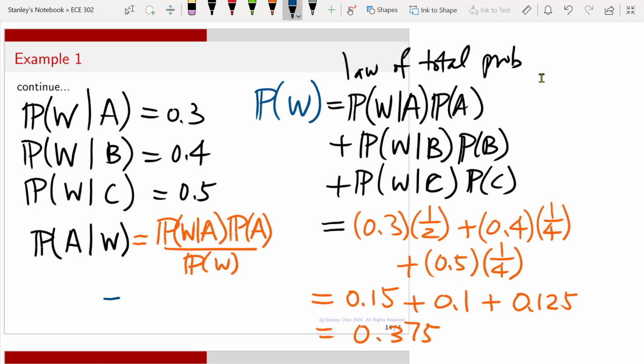So what is W given A? This is 0.3. P of A is 1/2. And then P of W, we have already calculated, which is 0.375. And so you can complete the calculation by yourself.